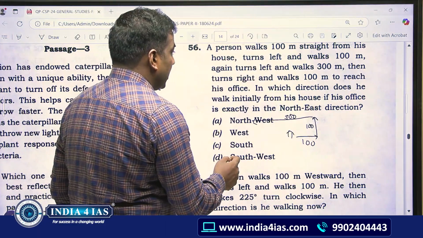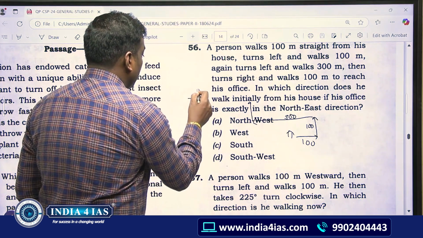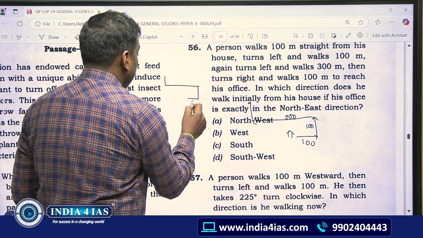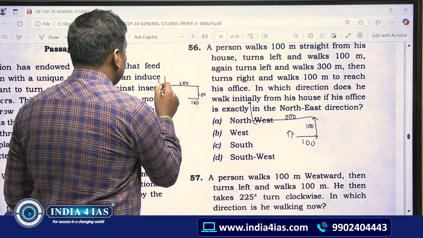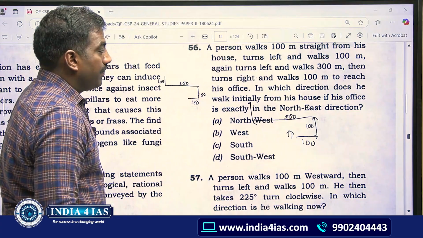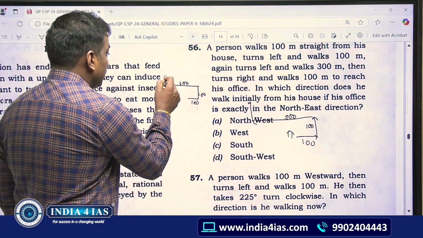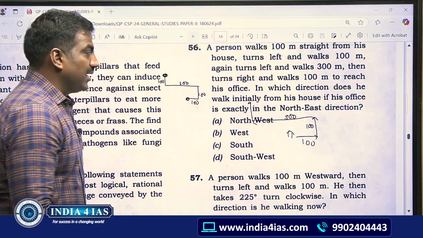Then he turns right and walks 100 meters. So finally the figure is like this. This is 100, this is 100, this is 300 and this is 100. Okay. Then he turns right and walks 100 meters to reach his office. So his office is here and his house is here.